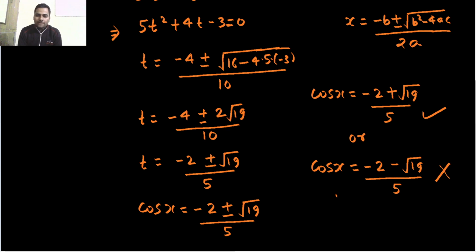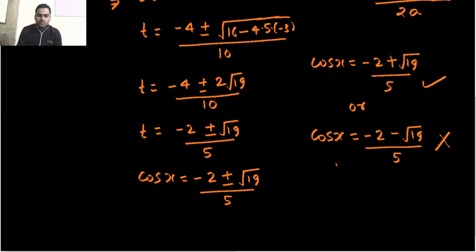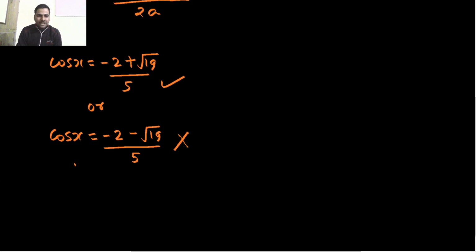We'll move forward with this answer, which is cos x equals to minus 2 plus under root 19 by 5. Now cos x equal to, now tell me one thing, that cos of pi by 3 is half.